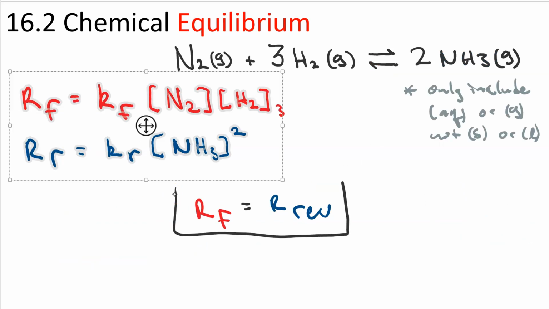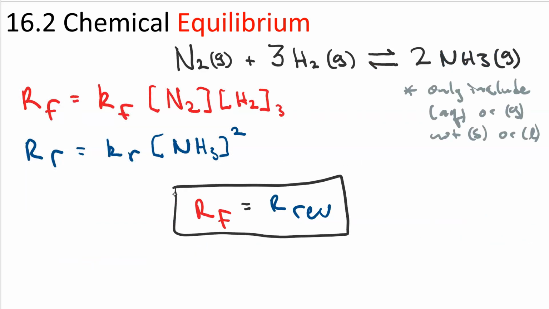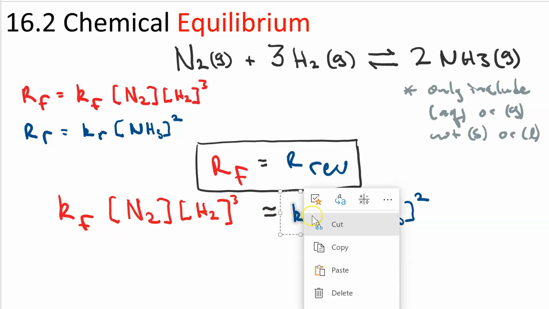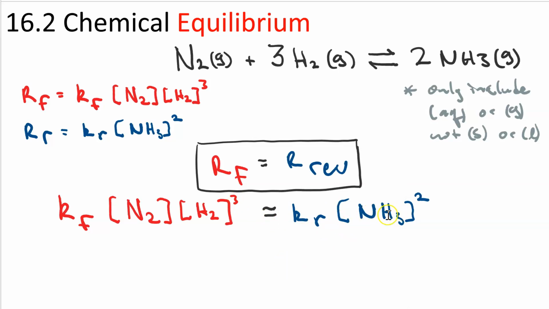So now we're setting these two expressions equal to each other. So we have Kf times the concentration of nitrogen times the concentration of hydrogen cubed equals Kr times the concentration of ammonia squared. The rate of the forward reaction equals the rate of the reverse reaction.